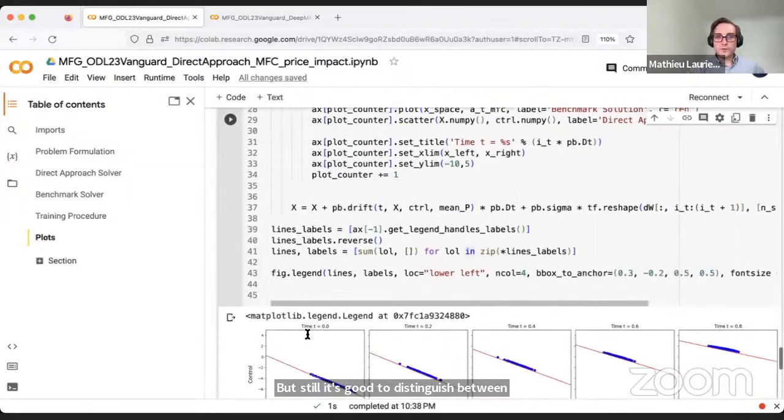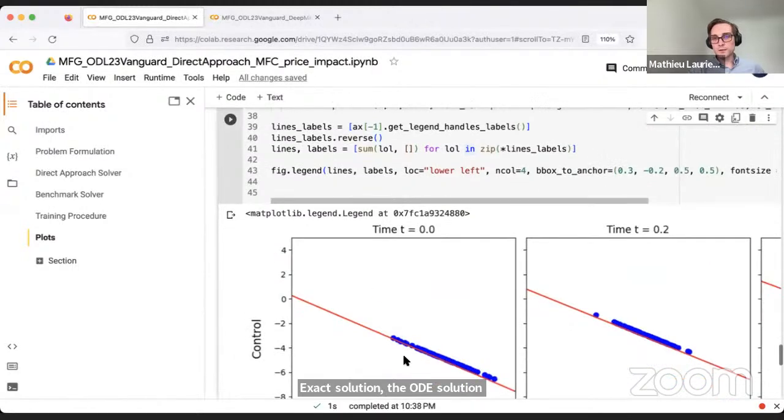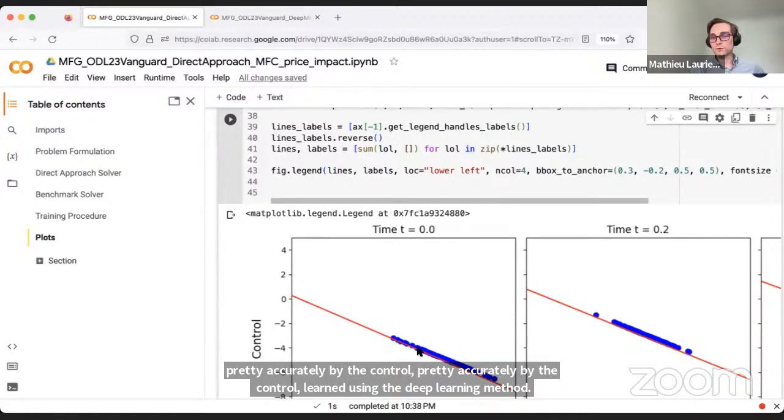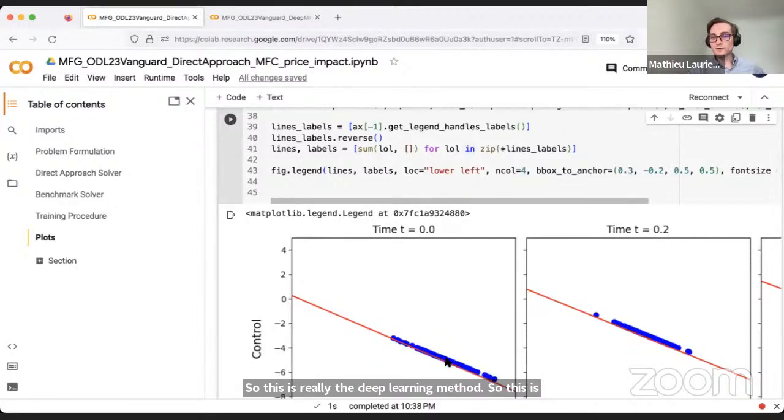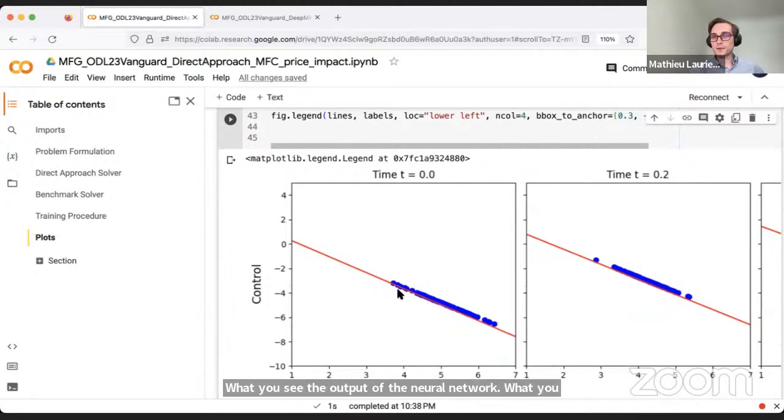Then a few lines of plotting, and you see what we get at the end, for different time steps, t equals 0, 0.2, 0.4. The exact solution, the ODE solution in red, is matched pretty accurately by the control learned using the deep learning method. This is really the output of the neural network. What you see, the blue dots, are really the output of the neural network for different points X, and they align pretty well.